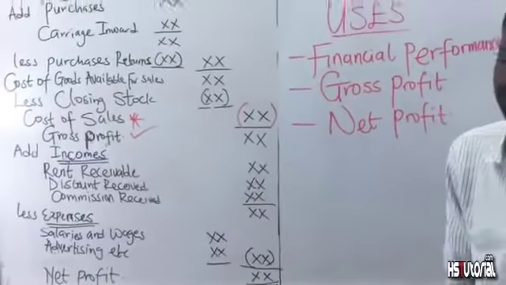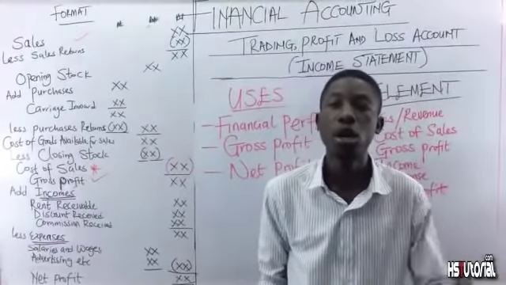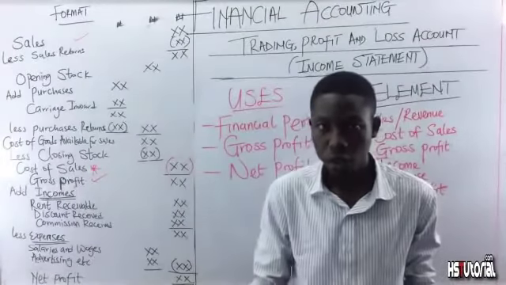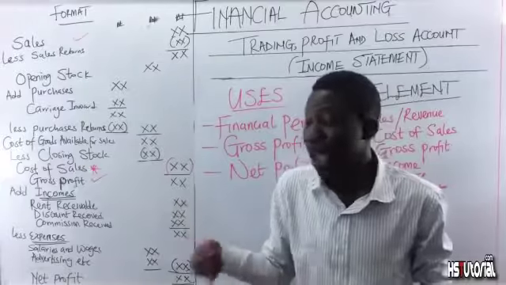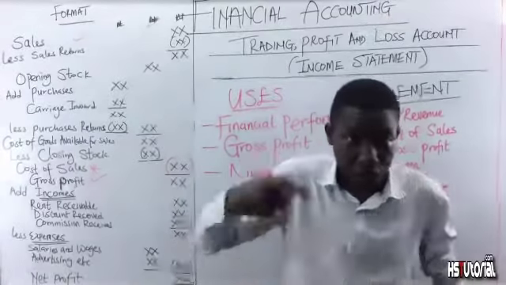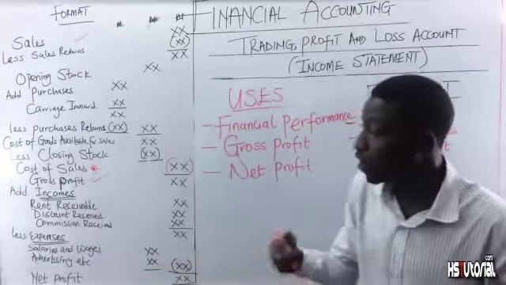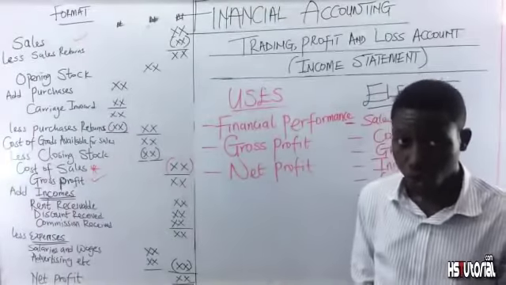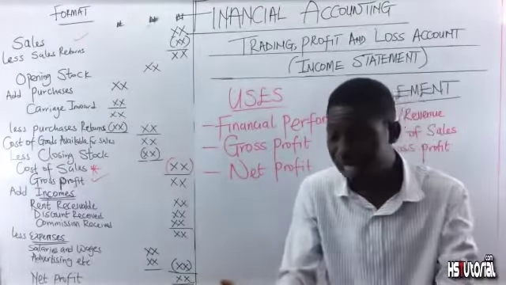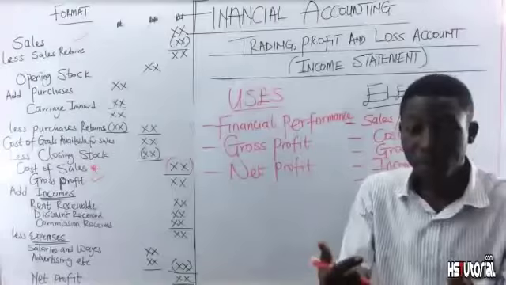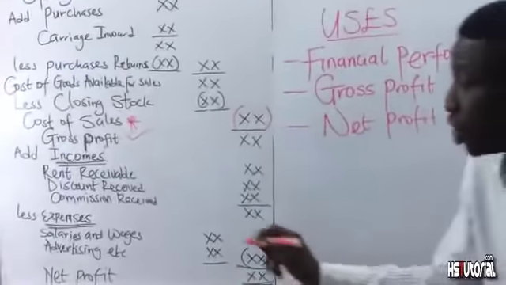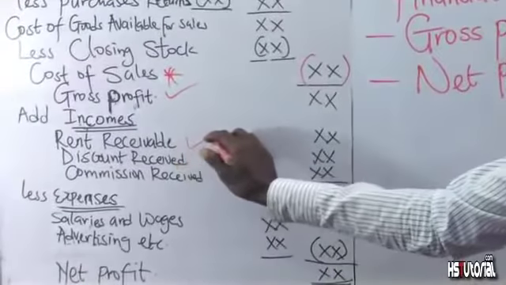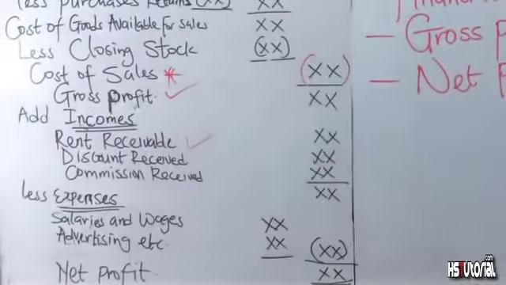Let's assume you run a mortgage company and they pay you rent every year. So the rent is an income to you. It is an income you receive every year, so you will have to add it as part of your income.